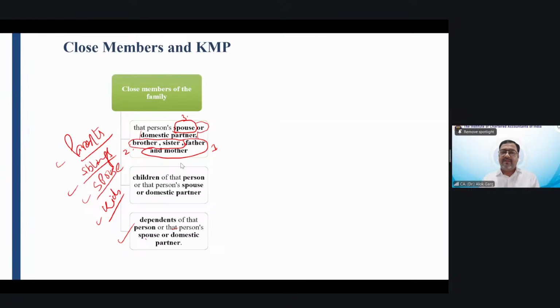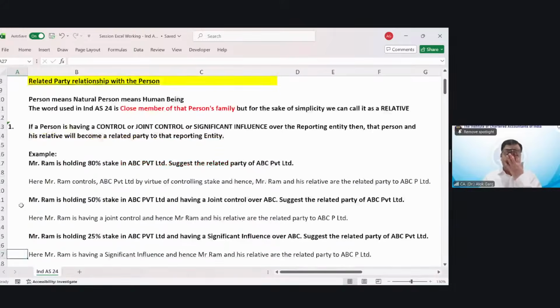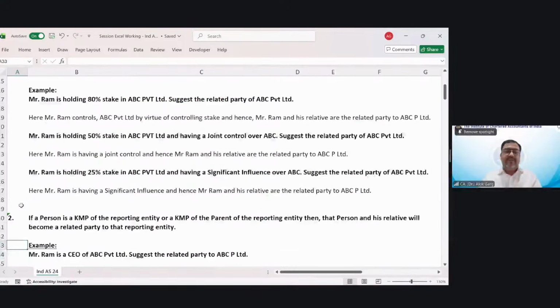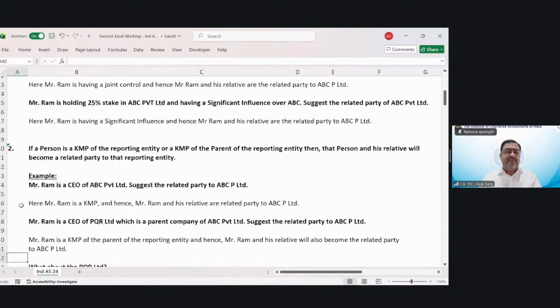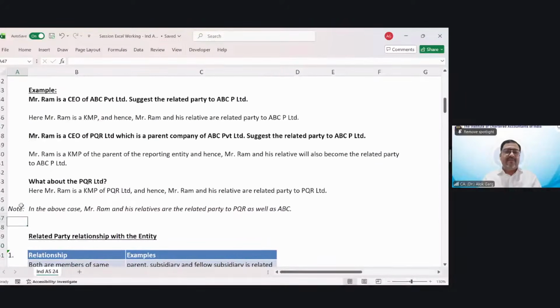Right? Clear? Okay. Now, should I write this on my Excel file also? Saminathan, should I do this on my Excel file?